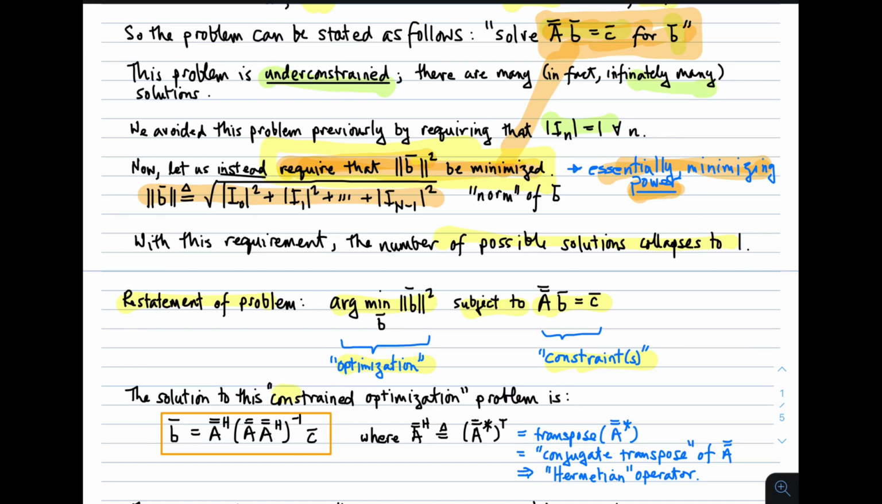So this is a problem anyone familiar with linear algebra will recognize. It's a well-known constrained optimization problem, and the solution is simply that b equals this expression, where this part of the expression is sometimes referred to as a pseudo-inverse.